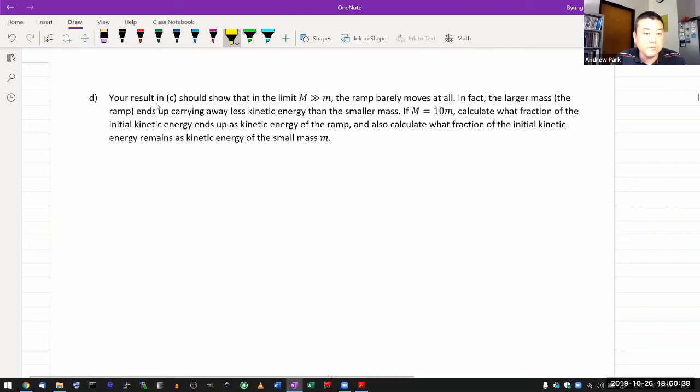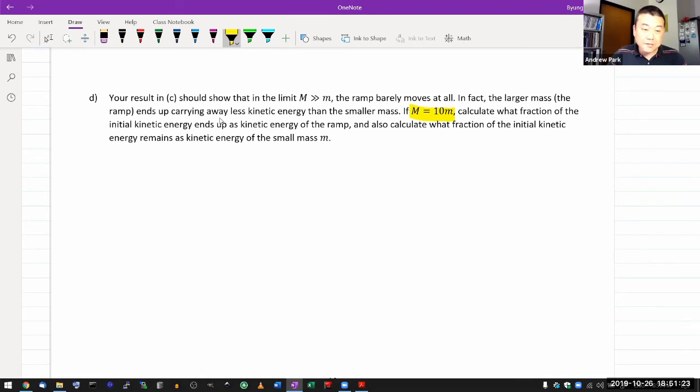Part D says your result should show that in the limit where the ramp barely moves at all, the larger mass and the carry, if big M equals, calculate what fraction of the energy. Now, if you did the parsing completely correctly, then great. You have all the formulas you need, and you can simply plug in. So let me show you one useful test-taking skill to develop: how to continue answering multiple-part questions, especially when you weren't able to get an answer to the previous part. So let me show that.